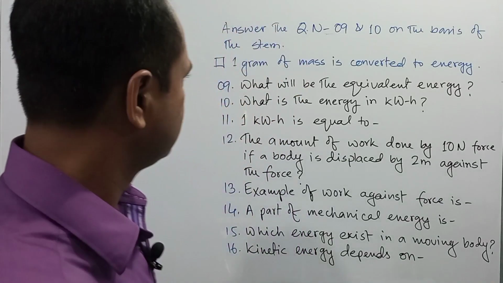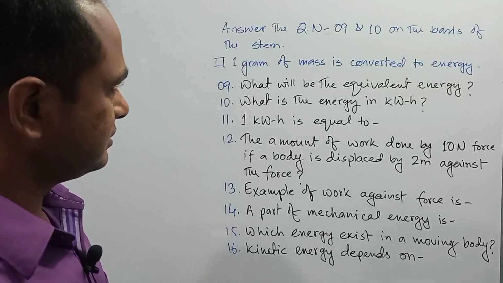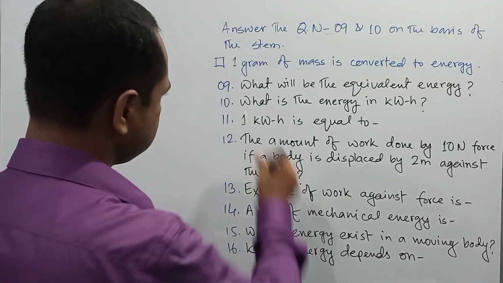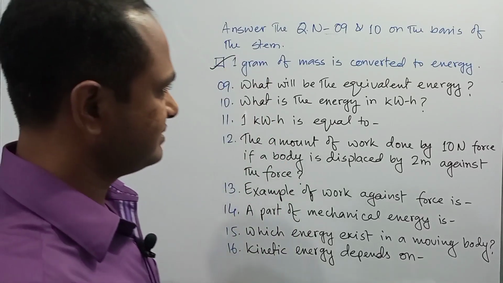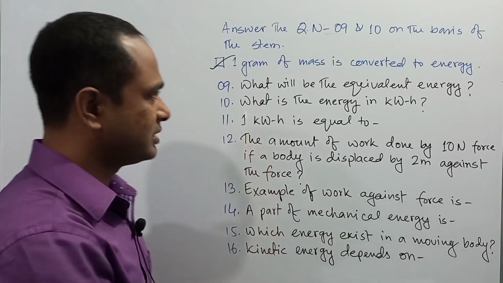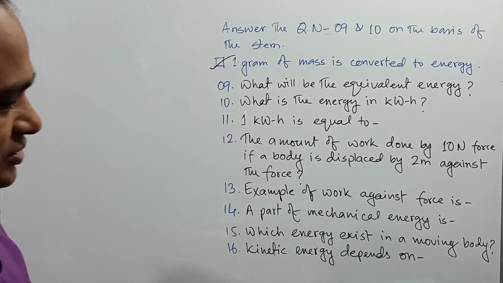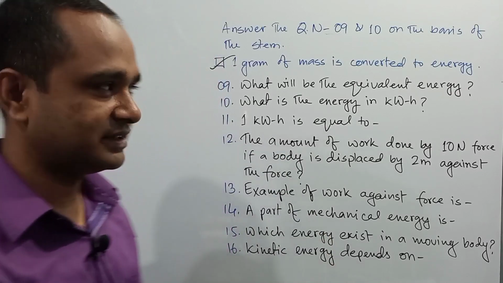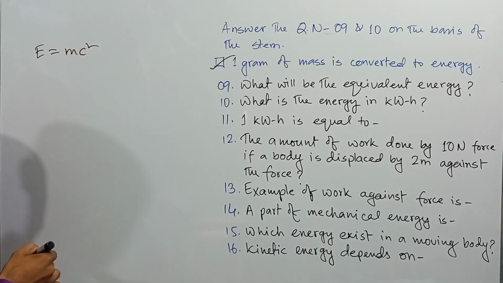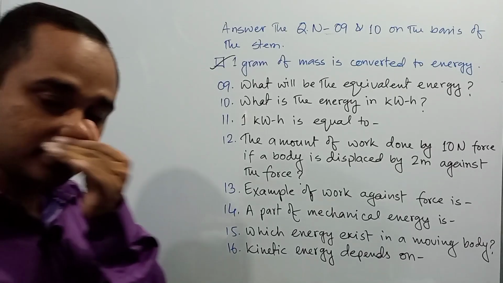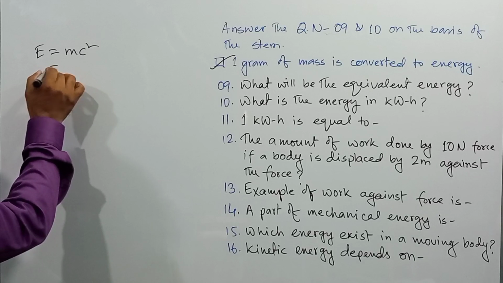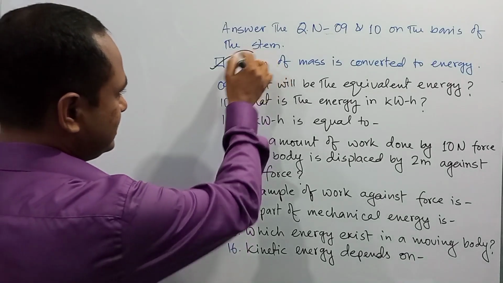Okay, dear student, now they said to answer questions number 9 and 10 on the basis of the statement, and the statement is that 1 gram of mass is converted to energy, right? So the first question is, what will be the equivalent energy? In our class today we have already discussed that from the mass energy relation we can write E is equal to mc square. That is, if a mass is converted to energy, then the equivalent energy will be E equal to mc square. Here m is the mass of the body, which is 1 gram.